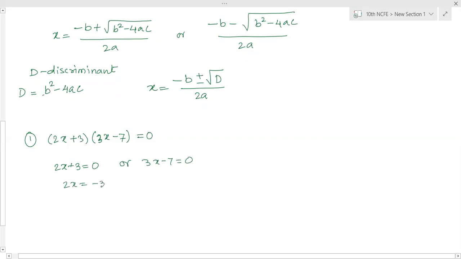So 2x is equal to minus 3, x is equal to minus 3 by 2, or 3x is equal to 7, x is equal to 7 by 3. So the two values of x are minus 3 by 2 and 7 by 3.